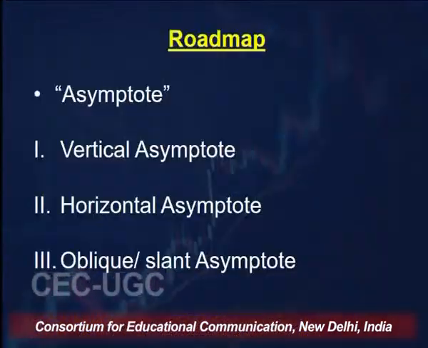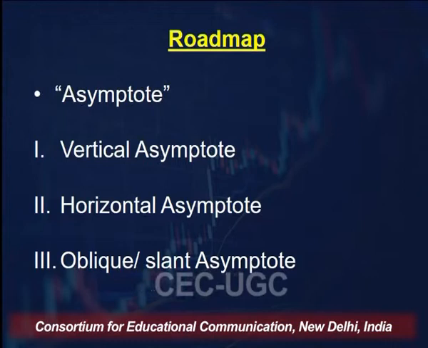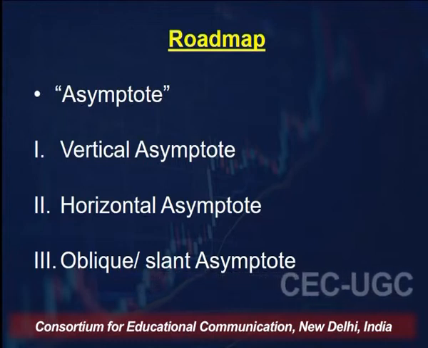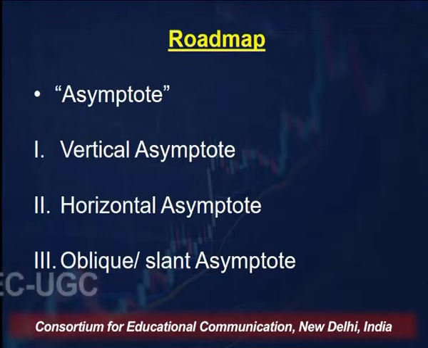And one crucial piece of information that goes into drawing graphs of rational functions in particular relates to asymptotes. So let's take a look at asymptotes today. Let me first give you a bit of a roadmap for what we're going to talk about today. We'll start by introducing the concept of an asymptote. So note the spelling and the way you pronounce the word.